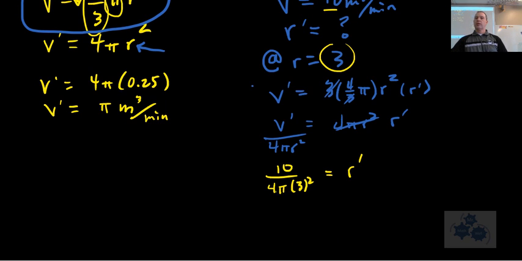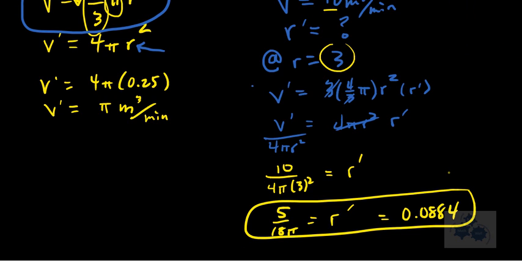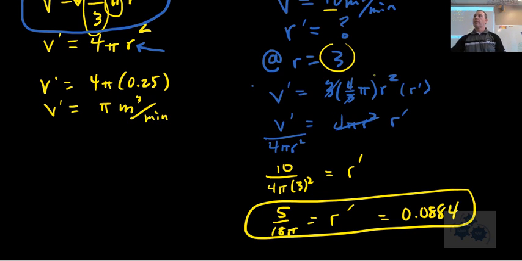Okay. So is this 10 over 36 pi? 10 over 36 pi, okay, or what's that, 5 over 18 pi. And you can write that as a decimal as well if you wish. Okay, so here's your answer.